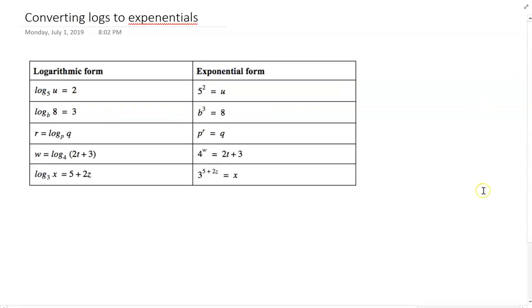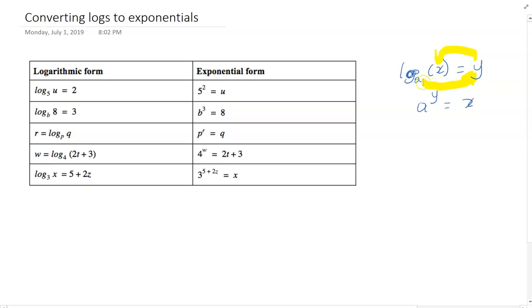Now let's use these ideas to convert from log form to exponential form. We know that if we say log base a of x equals y, then that means that a to the y is equal to x, right? So the idea is that we can think of this a being your base raised to y to be equal to x.